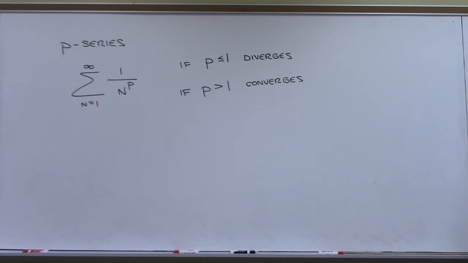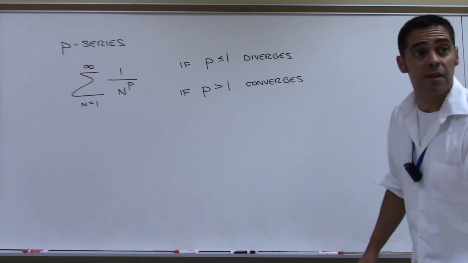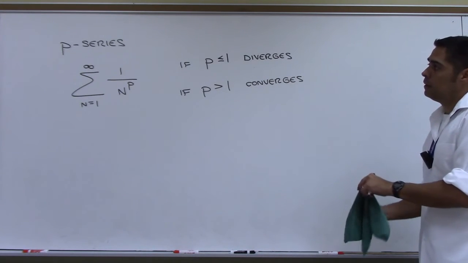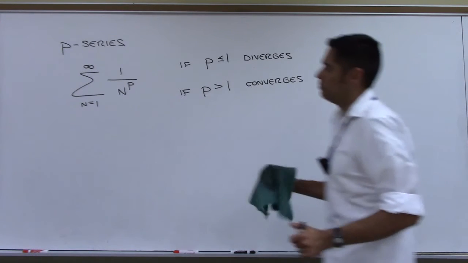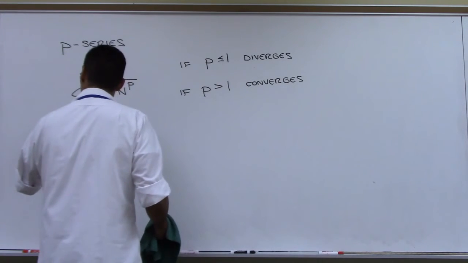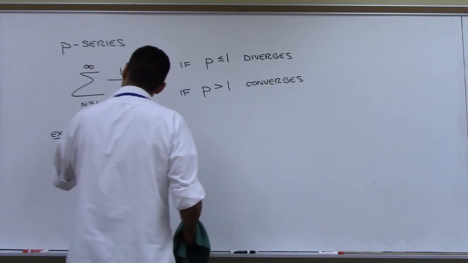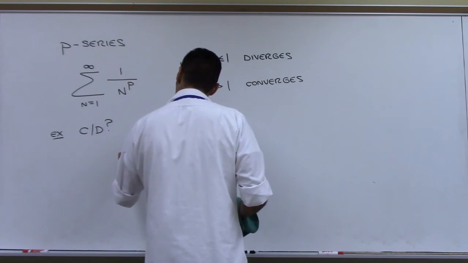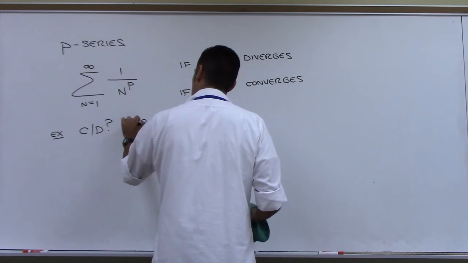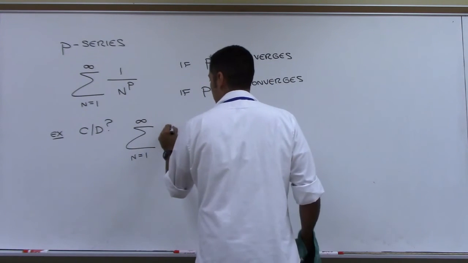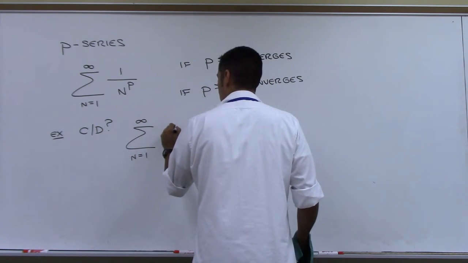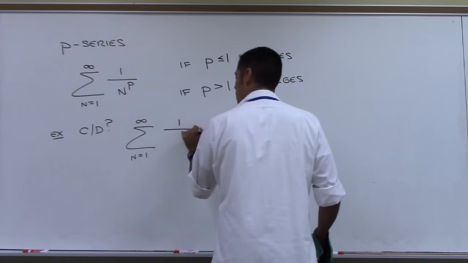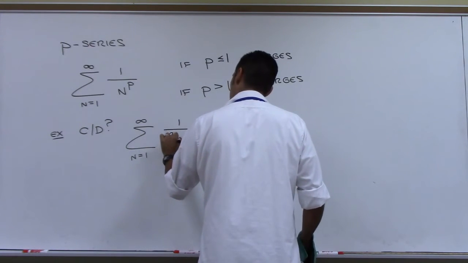So let's take a quick look at an example of a P-series. Here we go. Some examples here. Converge or diverge? Question. Sum n equals 1 to infinity of 1 over n squared root n.